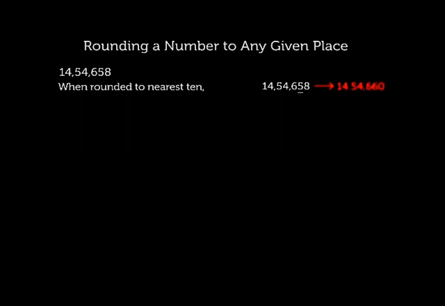Next is round off the same number to nearest 100. Here the digit to the right of 6 is 5. As the rule, if the digit is 5 or more than 5, we add 1 to the digit. Hence, we add 1 to 6 and change all the digits to the right of the hundreds place to 0. So, the answer is 14,54,700.